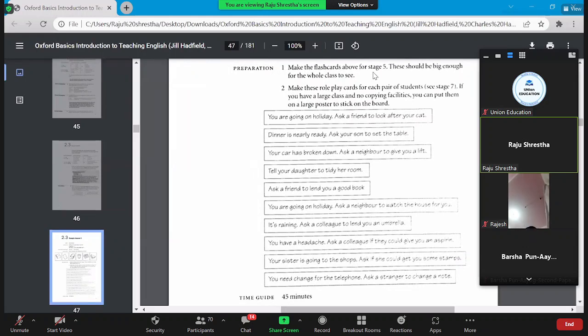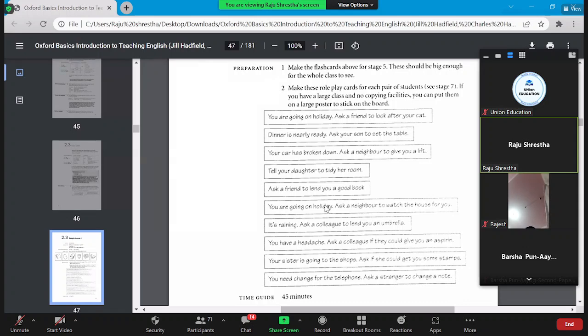Make the flashcards above for stage 5. Stage 5 भन्नु परेन. तपाईले make the following words cards and make these role play cards for each pair of students. You बनाउँछौं. You are going on holiday. Ask a friend to look after a cat. Dinner is nearly ready. Ask your son to set the table. Your car has broken down. Ask a neighbor to give you a lift. Tell your daughter to tidy her room.